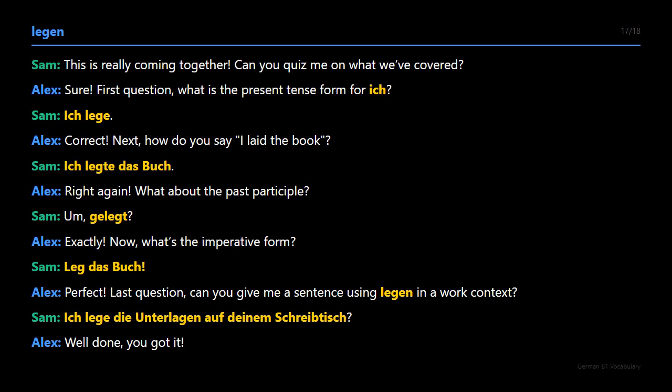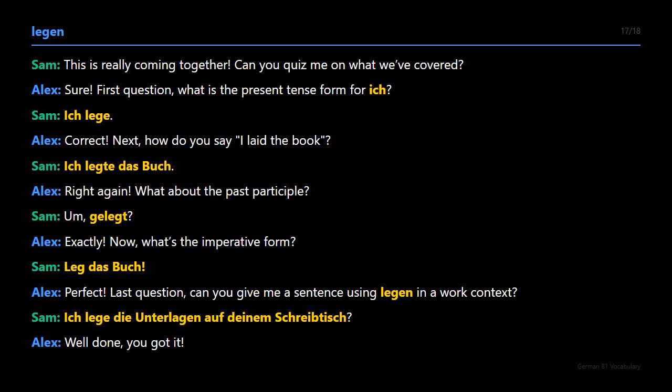Can you quiz me on what we've covered? Sure. First question, what is the present tense form for ich? Ich lege. Correct. Next, how do you say I laid the book? Ich legte das Buch. Right again. What about the past participle? Gelegt.